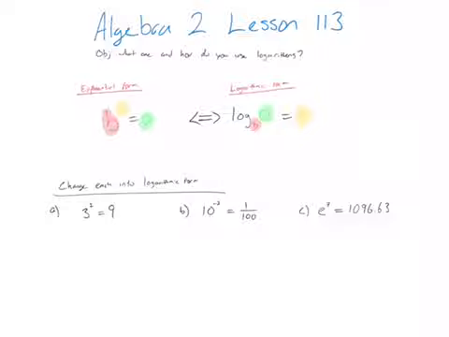So if we want to write those, it says write each into logarithmic form. Right now they're in what we call exponential form. So to write it in logarithmic form, I'm going to say log base 3 of 9 is equal to 2. What that means is 3 to this power is going to equal this number. 3 squared is equal to 9.